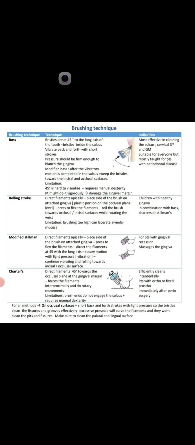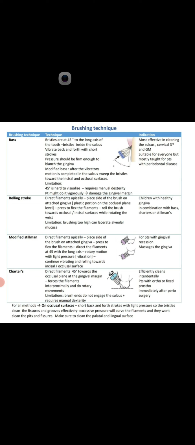What are the indications? For patients with gingival recession, we use the modified Stillman method. Why for gingival recession? Because we place the bristles on the attached gingiva to stimulate the gingiva to regain its form, to redevelop and to heal the gingival recession. And next, we do massage of the gingiva in order to stimulate the gingiva for regrowth. Next is the Charter method.